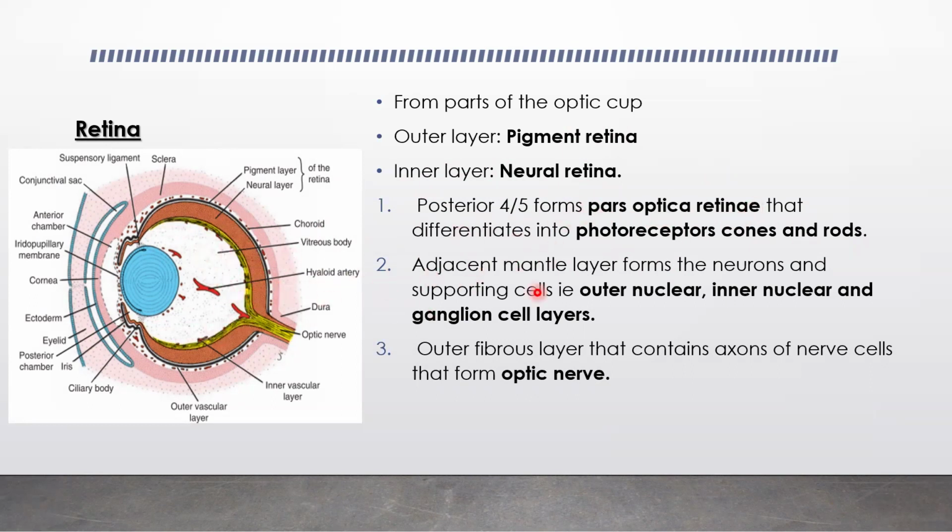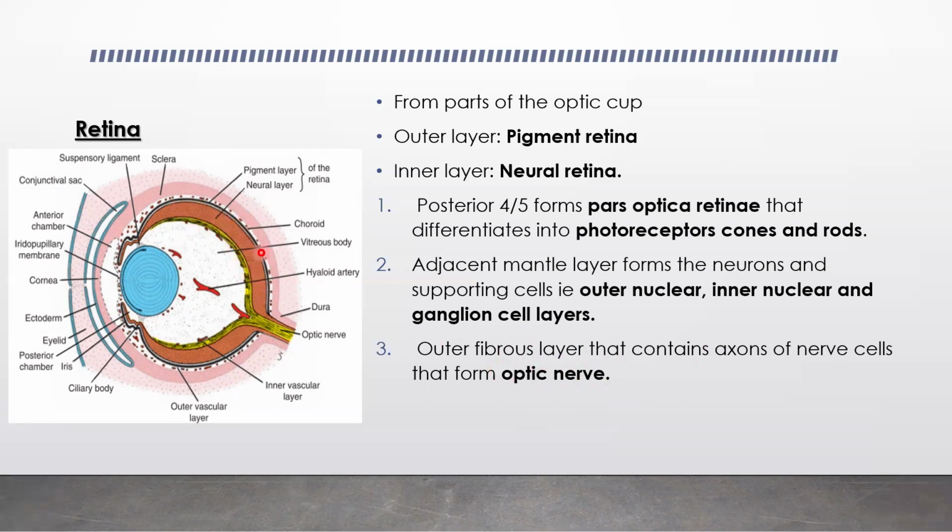Then the adjacent layer forms the neurons. The adjacent layer, around this place, will form the mantle layer that forms the neurons and supporting cells, so the outer nuclear, inner nuclear, and the ganglion cell layers. That is the adjacent mantle layer. And then the outer layer at these points will give us the optic nerve. So here you have the neural layer.